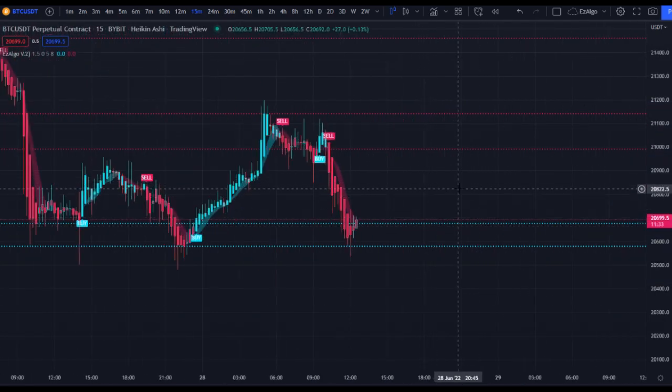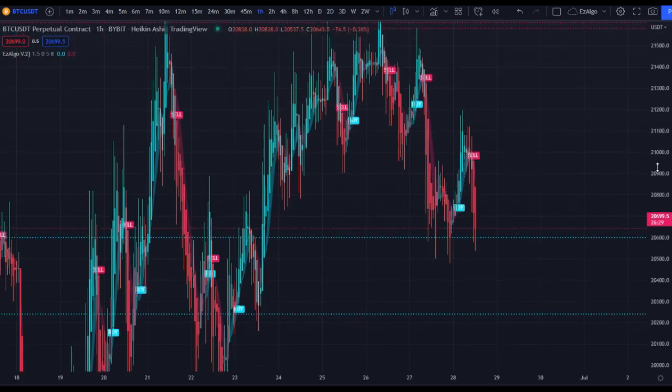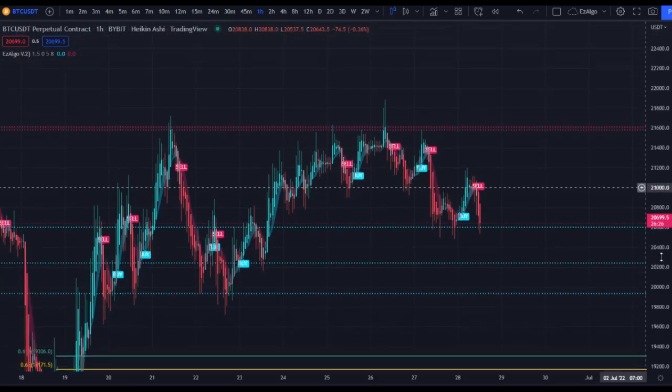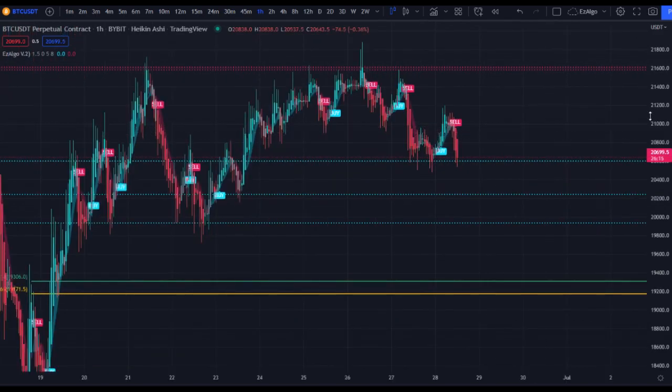I'm not looking to take a long in the middle of a range. I'm looking to take these trades when there's a high probability setup. And if I don't see a high probability setup, then I'm not going to take the trade. Why would I take the trade? You need to respect your money and use the levels that EzAlgo provides to you.